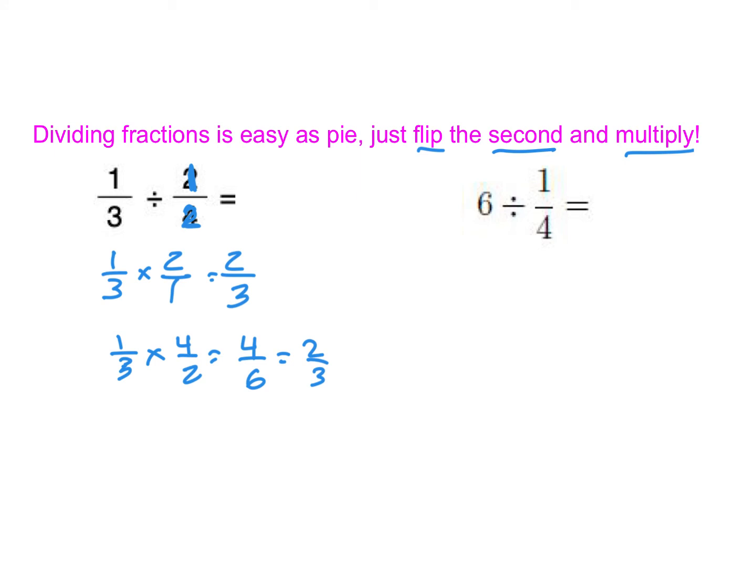The next one doesn't have a top and a bottom. So let's change this so that it shows a top and a bottom. Any whole number we can put over 1 to make it into a fraction that's equivalent to that whole number. Dividing fractions is easy as pie. Flip the second and multiply. Top times top, bot times bot. Simplify.